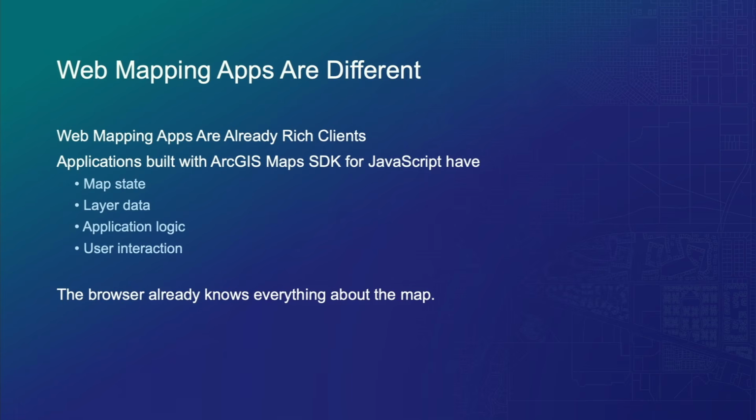And then things like user interaction. So a simple example would be you clicked on a pop-up and it opened and it has some information. If you clicked on a pop-up, a lot of times it says 1 of 50. And all of that, the browser already knows about everything that is on the map.